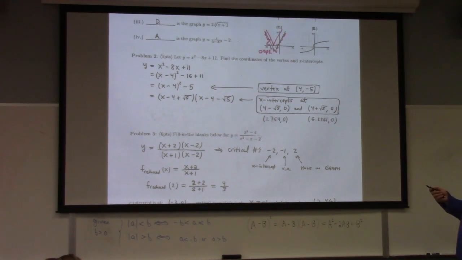Here I asked you to find the coordinates of the vertex and the x-intercepts. Remember, we complete the square. Right, to find the vertex is (4, -5). And then I can factor like that. Once I factor, I can read off the x-intercepts as (4 plus or minus root 5, 0).